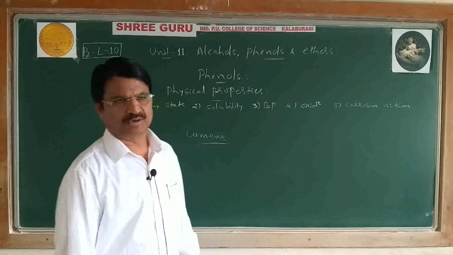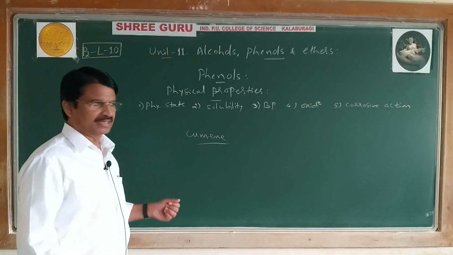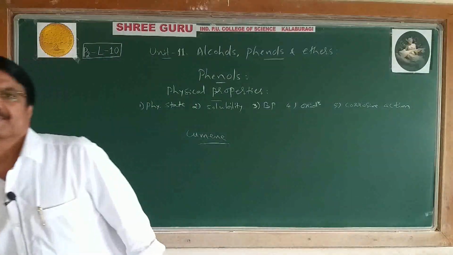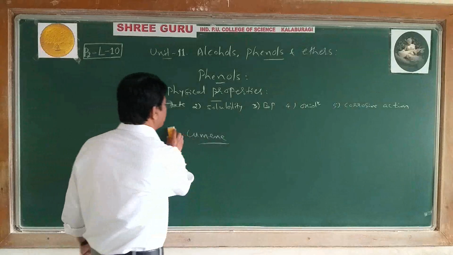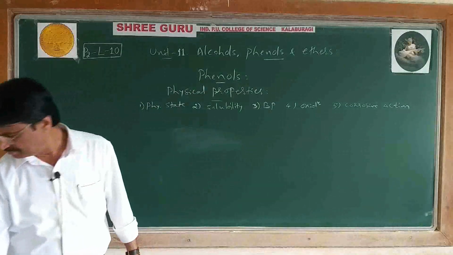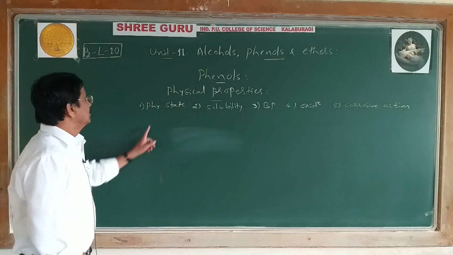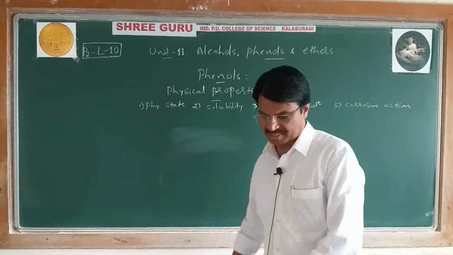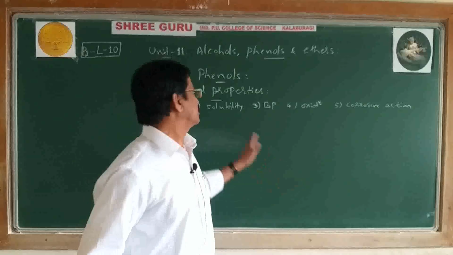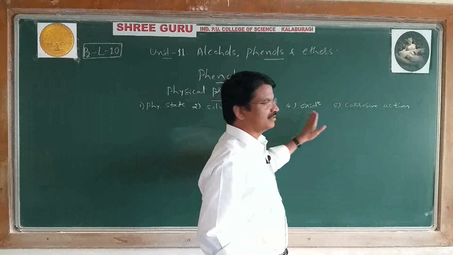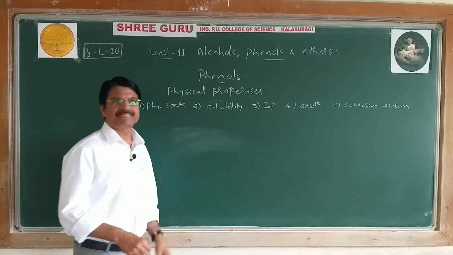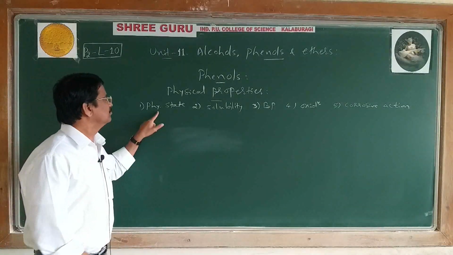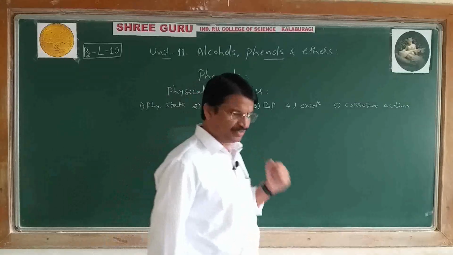That is called phenol. Next we will study the physical properties and chemical properties of phenol. In physical properties we will study the common properties of organic compounds, which are physical state, solubility, boiling point, etc. These three are most common. Then in physical state, phenol exists in two forms.